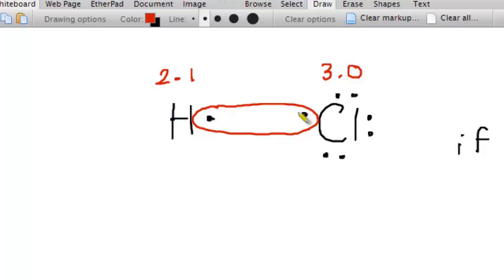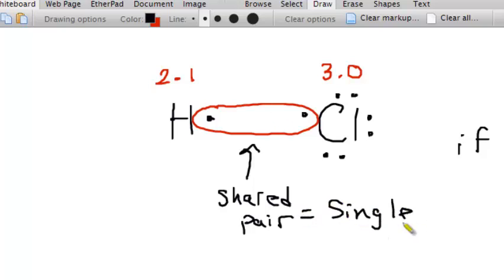And so if they share the two electrons together, they each get to count this shared pair of electrons as their own. And so now chlorine gets 1, 2, 3, 4, 5, 6, 7, 8. Chlorine now has 8 valence electrons, which makes it stable. Hydrogen has 1, 2, which makes it stable. So by sharing a pair of electrons, we form something called a single covalent bond.